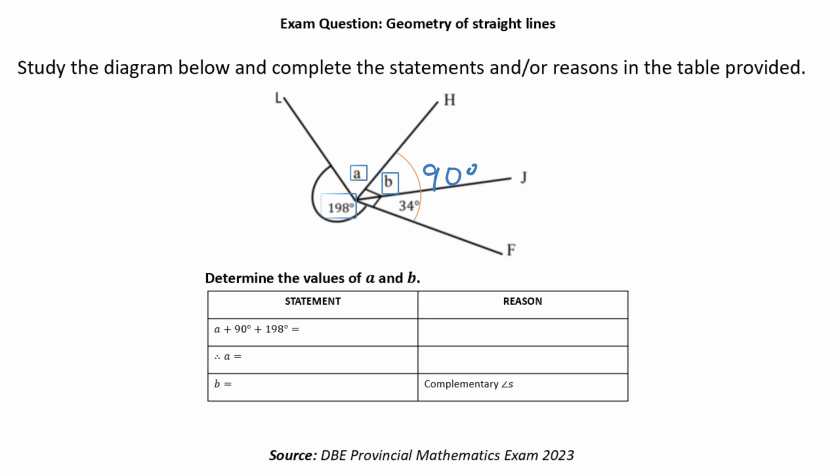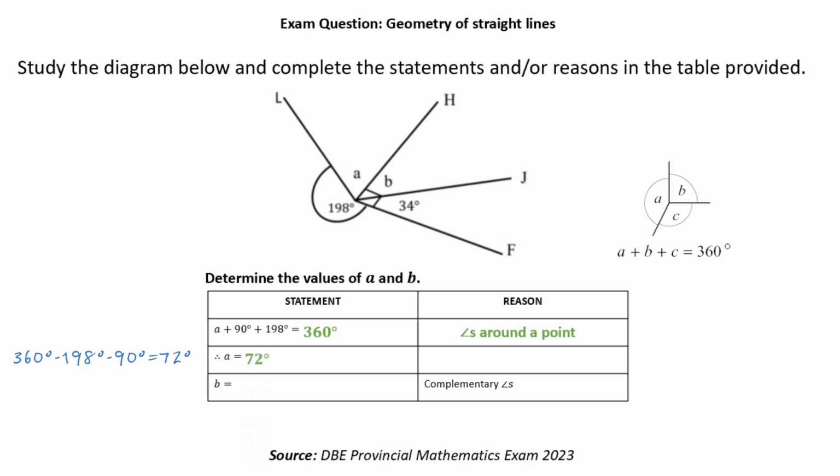Now, let's have a look at this first statement. A plus 90 degrees plus 198 degrees is equal to 360 degrees. And the reason is angles around a point. Remember, angles around a point add up to 360 degrees. So that means A is equal to 72 degrees.